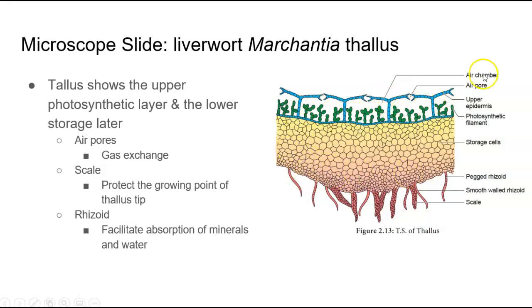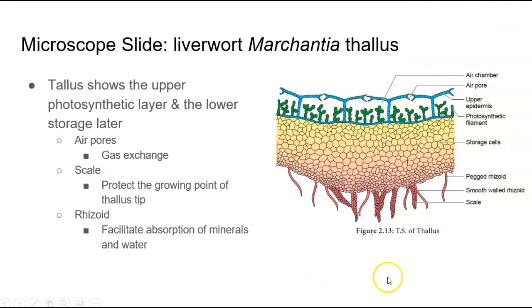Some things to pay attention to are, for example, this upper epidermis layer. And within this upper epidermis layer, you find that there's going to be these tiny little openings. They're called air pores, and this is where gas exchange takes place. You're going to find photosynthetic filaments here, right here.